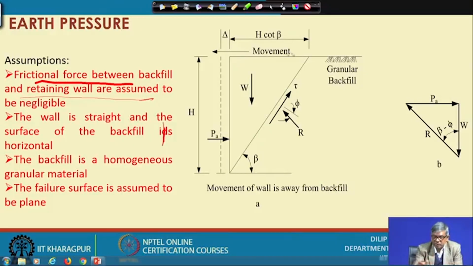That means your wall can be like this, wall can be like this and backfill can be like this. So, this is not the case. We are considering the wall like this. So, backfill is like this.